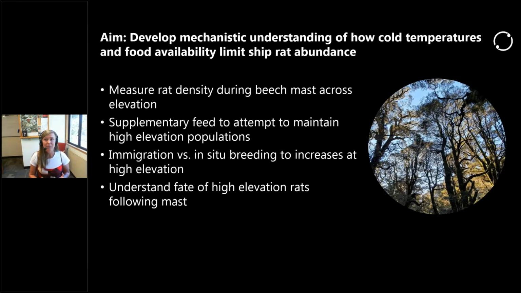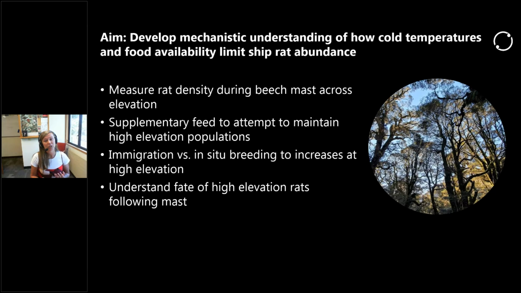So our aim with this study was to develop a mechanistic understanding of how cold temperatures and food availability limit shiprat abundance. And the way we wanted to do that is we wanted to utilize this incredible natural experiment that occurs in a beech mast year. The landscape is suddenly flooded with food.